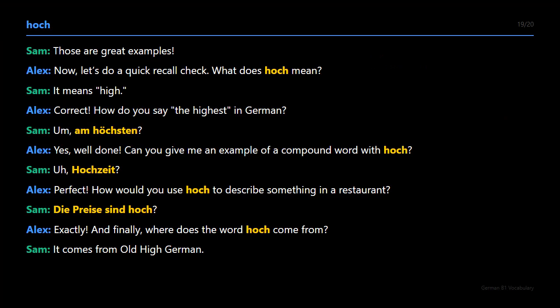Those are great examples. Now, let's do a quick recall check. What does hoch mean? It means high. Correct. How do you say the highest in German? Am höchsten. Yes, well done. Can you give me an example of a compound word with hoch? Hochzeit. Perfect. How would you use hoch to describe something in a restaurant? Die Preise sind hoch. Exactly. And finally, where does the word hoch come from? It comes from Old High German.